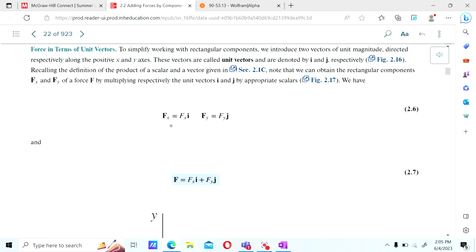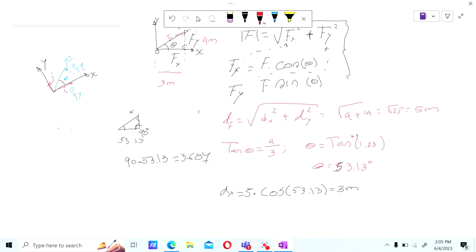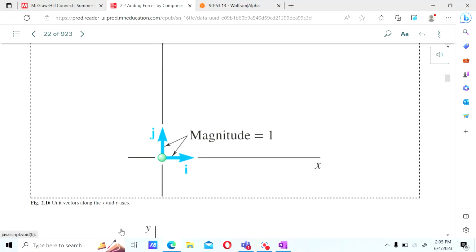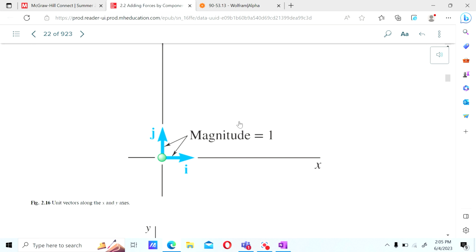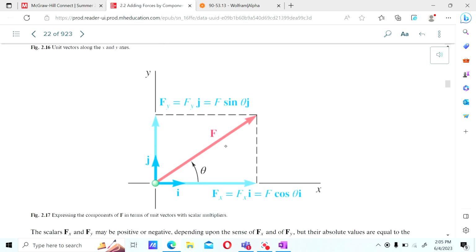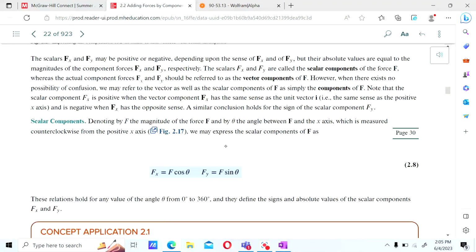These are definitely the components of x and y. We know that the force has components of x and y, and this same thing I usually put like this: F equals Fx i, plus Fy j. Okay, so i and j have magnitude of only 1 because they're the unit vectors. Okay, so we know how to do this part.